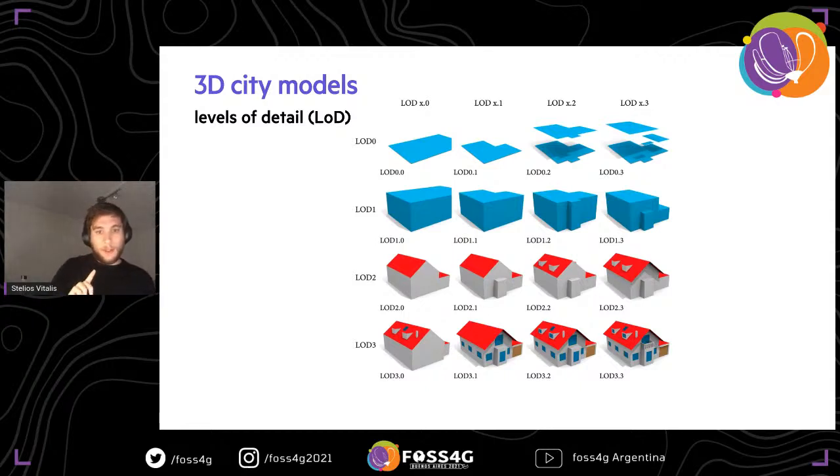So you can have LOD, for instance, 1.2, which means prismatic objects with enough detail on the horizontal aspect, or you can have LOD 1.0, which basically means just some bounding box of some sort.